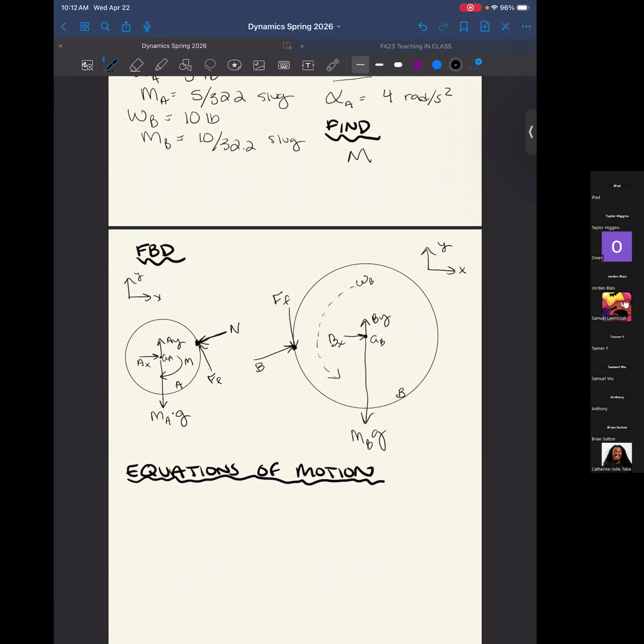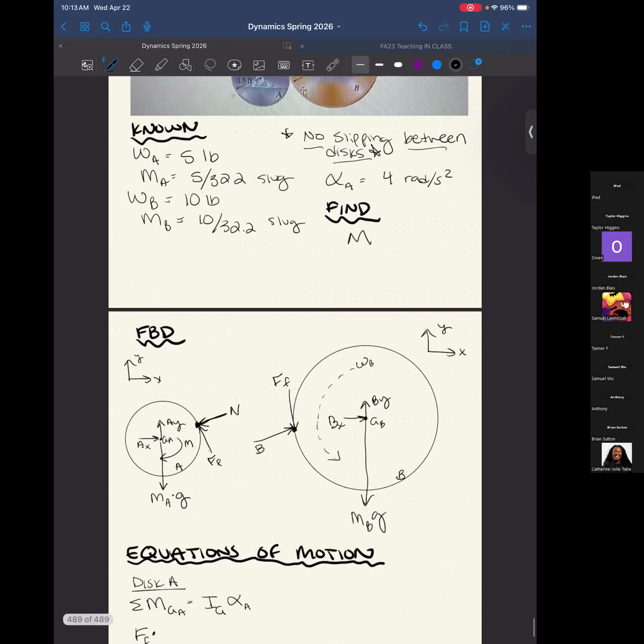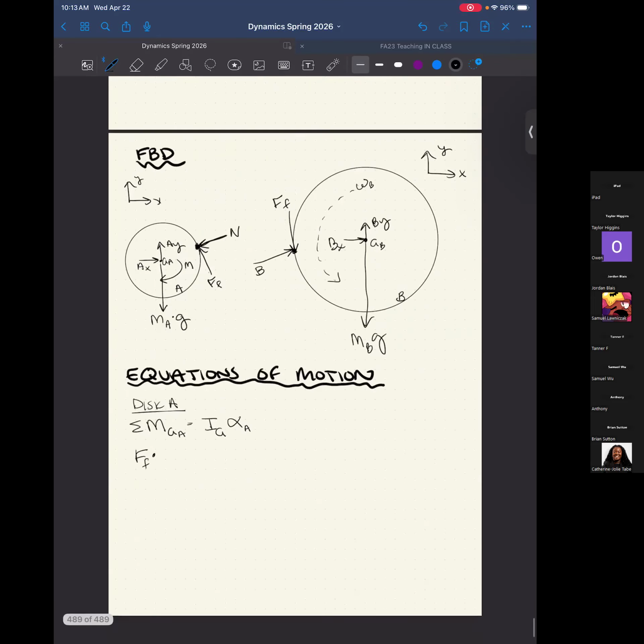Okay. So for disk A, let's do sum of moments about G for A equals I_G alpha_A. What are all the things that could be giving me moments? Well, the pin reactions cannot, the weight cannot, the normal cannot. The friction can though. And is that going to cause a positive or a negative moment? Positive, right? The right hand rule. Yeah, so that'll be force of friction times the radius of A, which is half a foot.